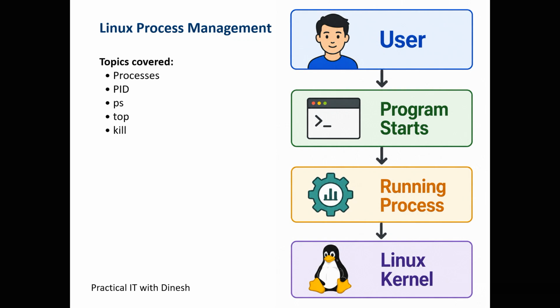Whenever you start an application, whether it's a text editor, a browser, or a web server, Linux creates a running process. On the screen, you can see a program running a process and it passes to the Linux kernel. The Linux kernel is responsible for managing all running processes. It decides when each process gets CPU time, memory, and other system resources.